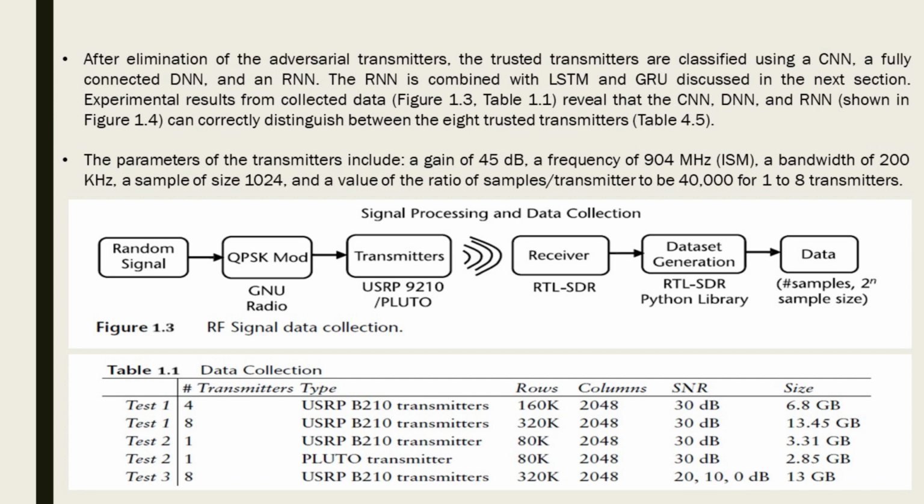RF signal data collection combined with deep learning offers a powerful approach to signal classification and transmitter identification. Whether you're working in communications, defense, or research, understanding these processes is essential for developing advanced systems.